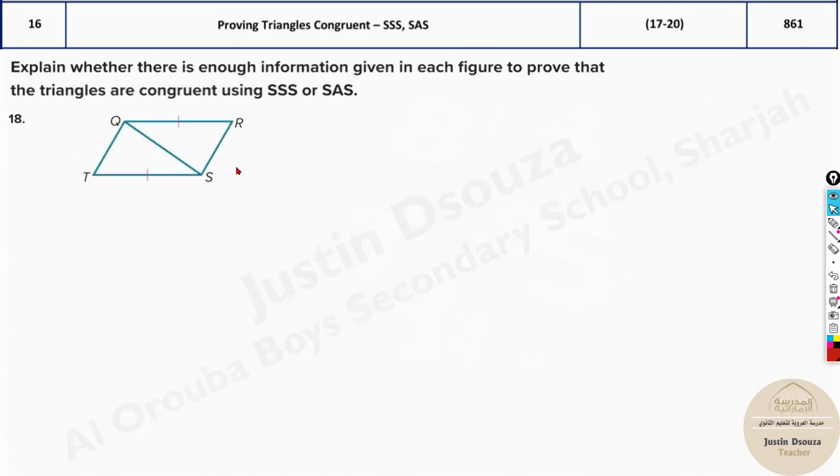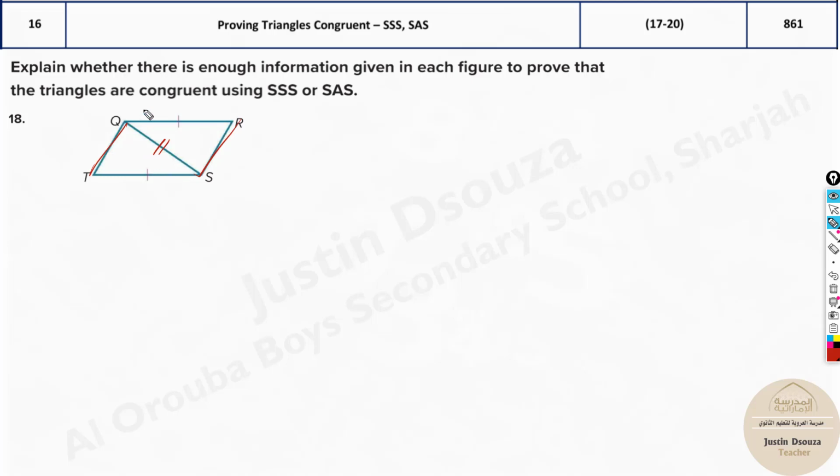Now over here, let's look into this problem. We know these two sides are equal to each other. And what about this QS? This is also equal, because QS is the same side for both these triangles. So yes, that is also congruent. Can we prove RS and TS to be congruent?